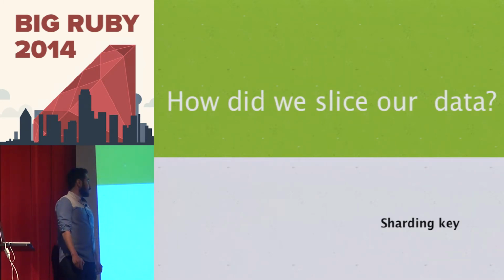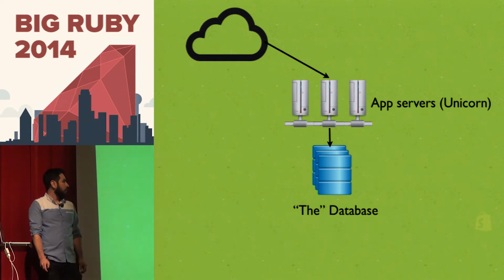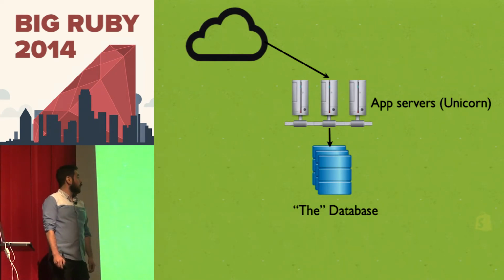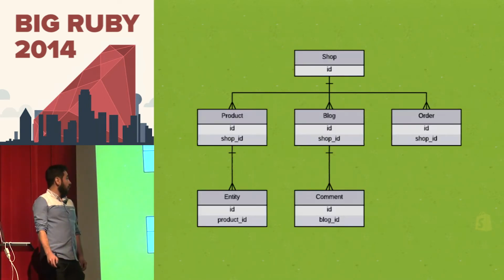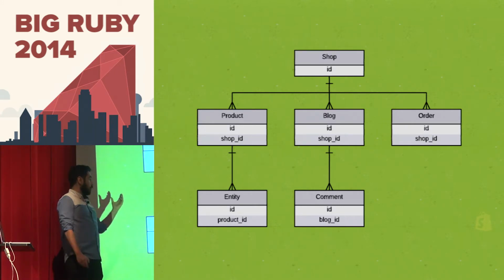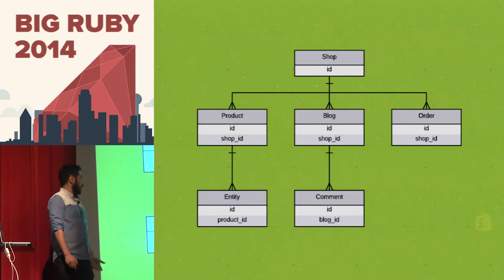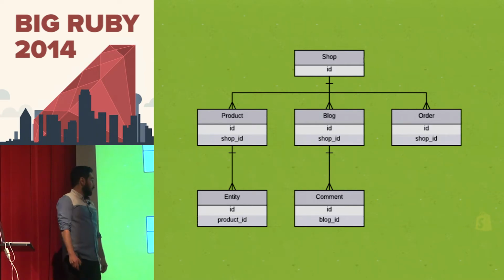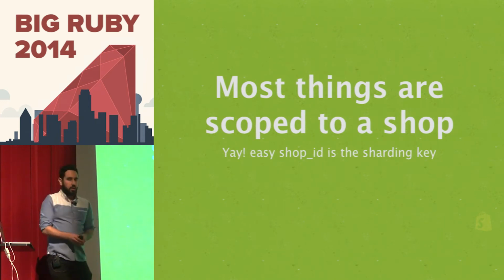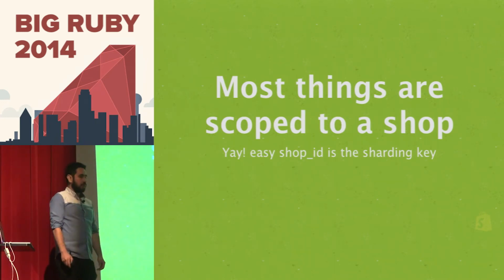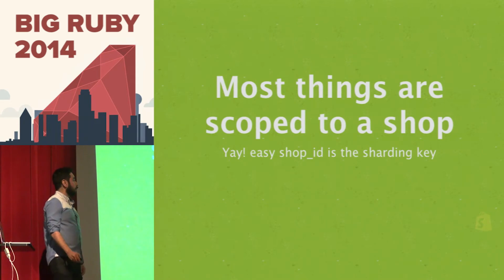So how did we actually slice our data? This is a typical Rails application in a way. That's what Shopify kind of looked like before. And this is a very simplified schema. So you always have a shop with an ID, and it has a bunch of associations, say product and blog and an order. So you see the associations at the bottom didn't have a shop ID. So the first thing we realized is that everything is actually scoped to a shop. That was actually an easy realization, but that made things clear from the beginning.